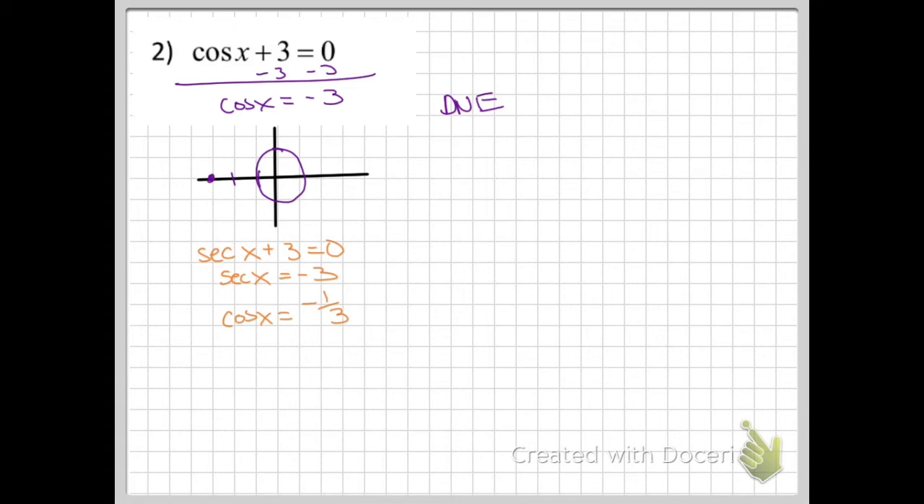I just made this up, so this isn't going to work out nicely, right? That's not anything on the unit circle. But I should have used 2, and then it would have worked. But just keep an eye out. Don't just instantly say it does not exist.